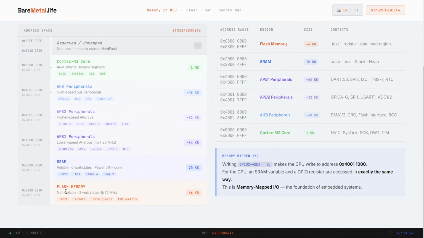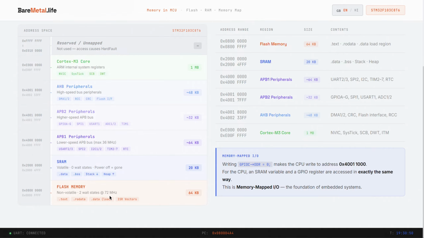The first one, flash memory, 0x08000000 to 0x0800FFFF, 64KB. This is where your program lives permanently. It is non-volatile, meaning the data survives when the power is removed. However, it comes with two wait states at 72 MHz, which means the CPU has to wait briefly when reading from it.